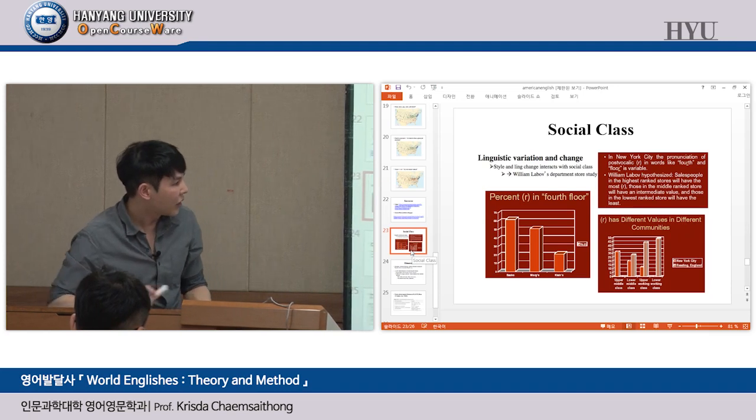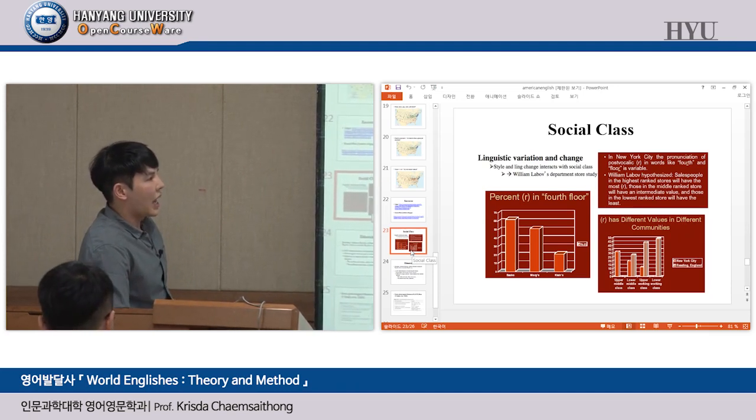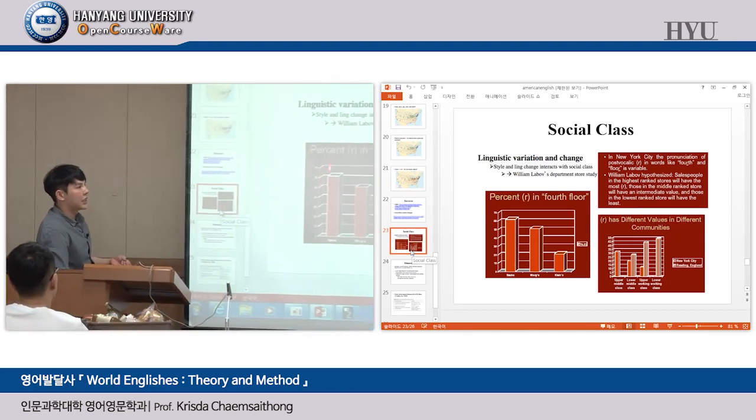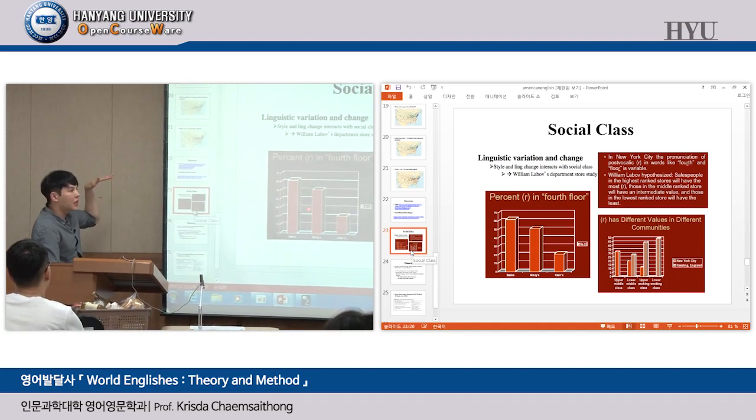So you see the graph here, right? Saks is highest in terms of percentage of R, and Macy's, which is a mid-rank store, is here, and S. Klein did not do well on that. Right?